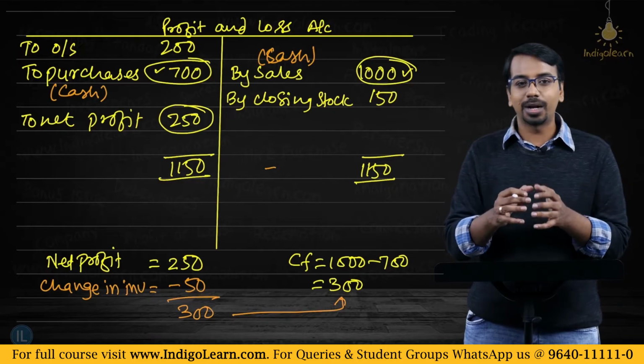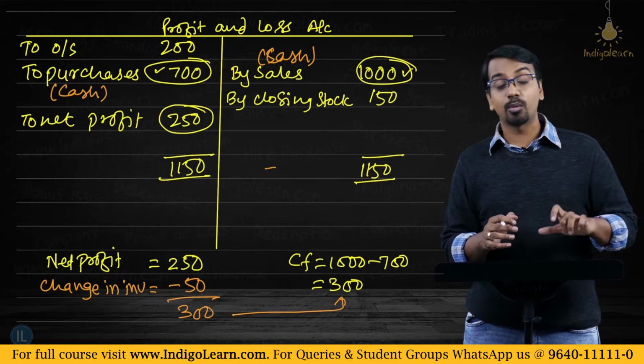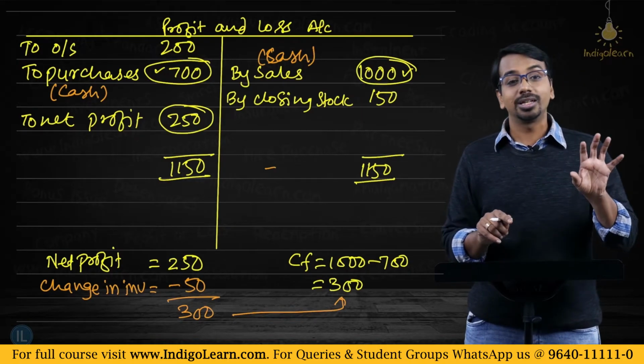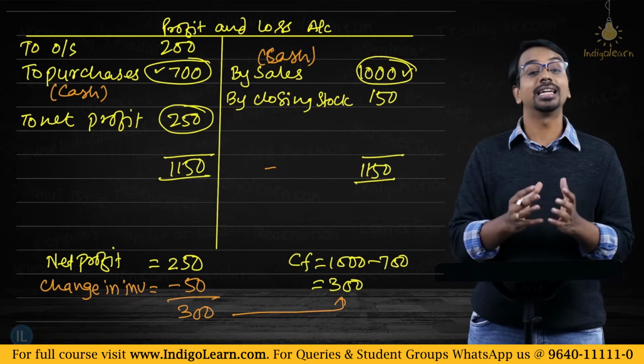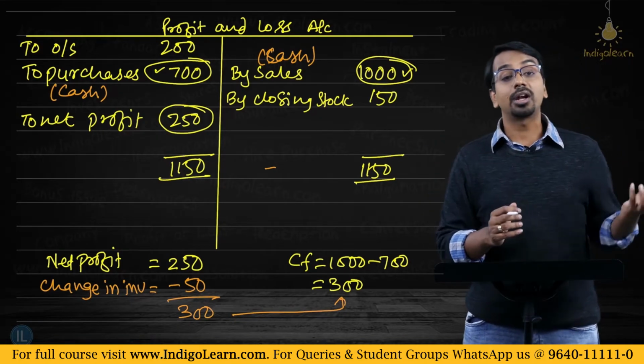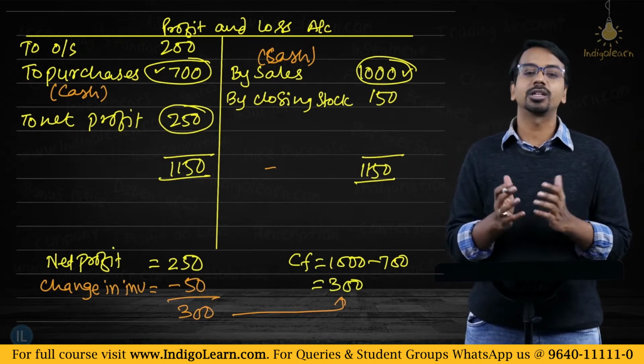The net inflow that I have, that is amount collected from the debtors or amount collected on sales minus amount paid on purchases, is there any change that will happen because I change the closing and opening inventory values? It does not change. What amount I collect from the customers remains at 1000. What amount I pay to the supplier remains at 700. So, the cash flow does not change.